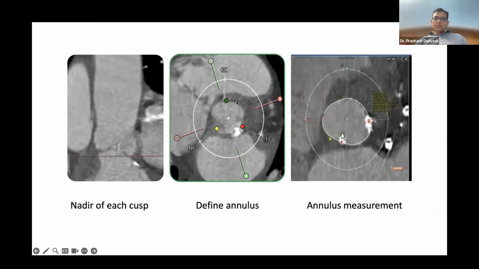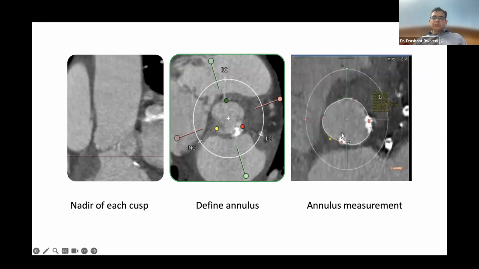After getting these three points, basically these three are the nadir of all the three cusps, left, right, and non-coronary cusp, and then we combine all these three cusps. So this is how we have combined all these three cusps, and this will give us some dimensions. It will give us a minimum dimension and a maximum dimension. It will give us a perimeter-derived diameter, area, and area-derived diameter. The importance of these measurements is very high.